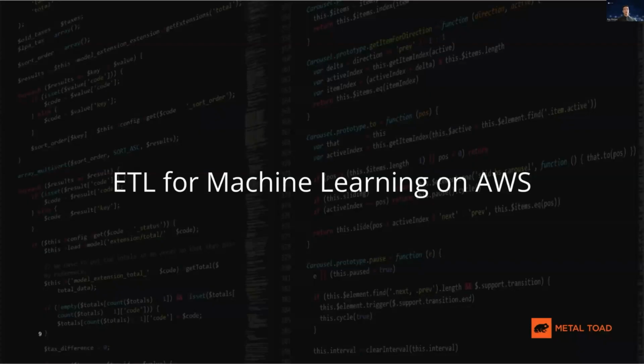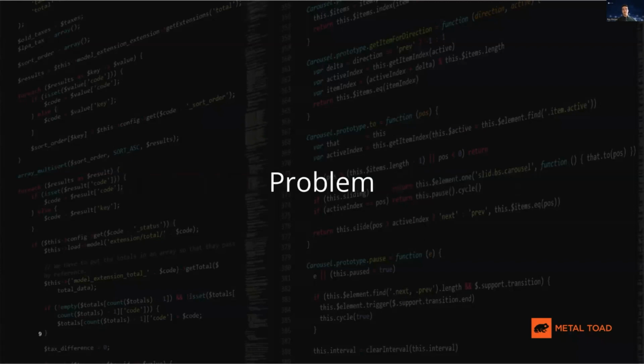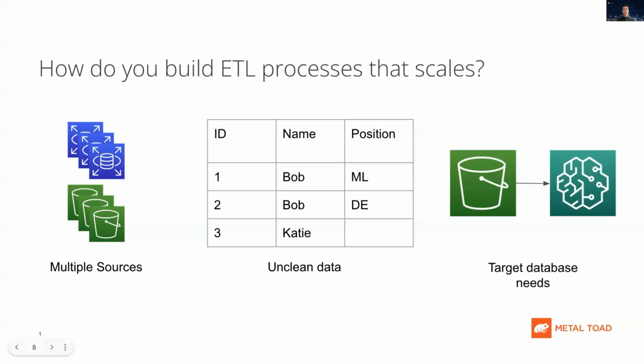Today's webinar will be about ETL for machine learning on AWS. Companies often face a number of challenges when it comes to preparing data for their needs. Companies encounter many different problems when it comes to preparing data for analytics or machine learning. You may have data coming from several different sources, maybe different S3 buckets or RDS instances, and you want to consolidate them in a single space in a standardized way.